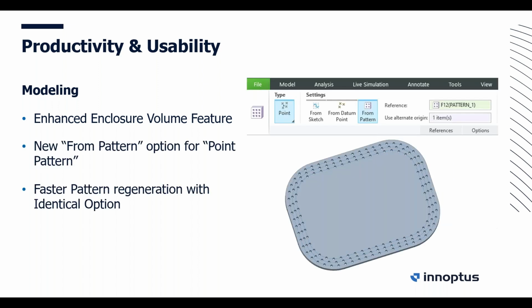There's a new from pattern option in a point pattern, a little bit maybe strange on how it works. I'll show that in a moment. And also a faster pattern regeneration for that identical option. And they're still working hard to speed up those patterns. It's getting faster and faster, and they keep on working with that. Let's have a look.